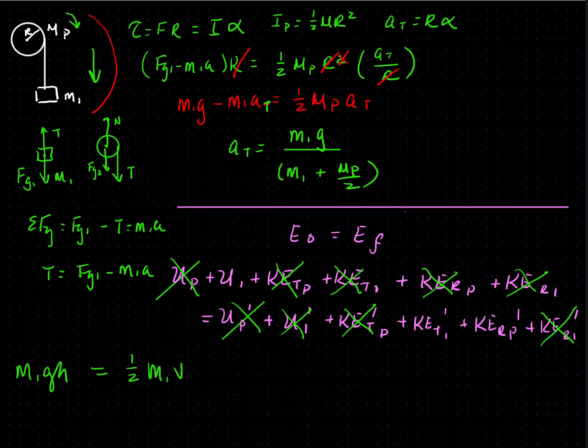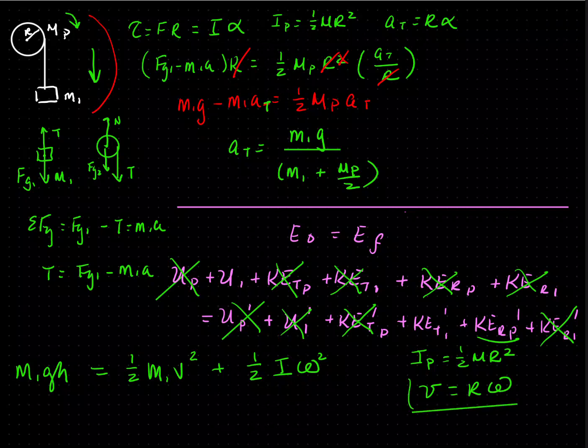which is 1/2 m v squared, plus 1/2 the rotational energy of the pulley, which is I omega squared, and I of the pulley is equal to 1/2 mr squared. The rope is not slipping. We could use v is equal to r omega. This is only true if it's spinning without slipping.